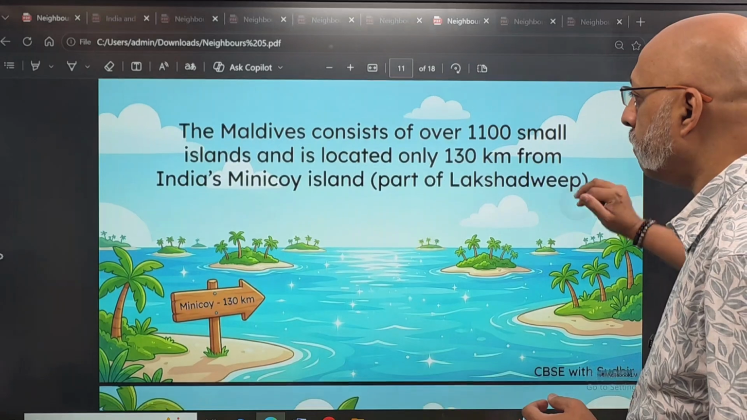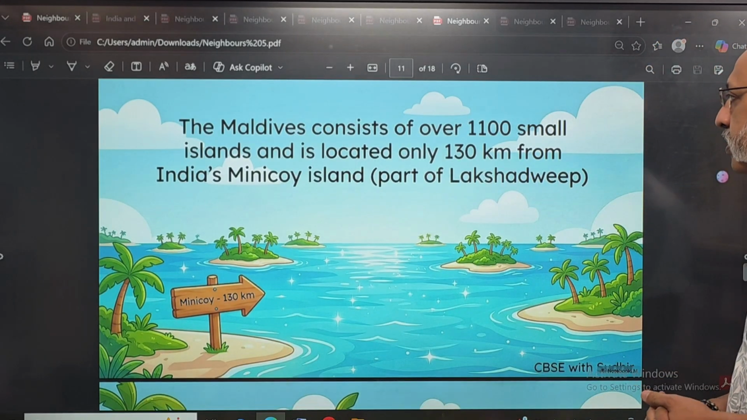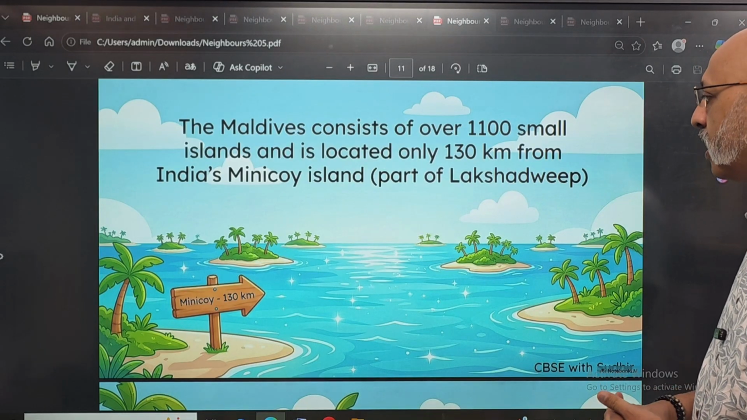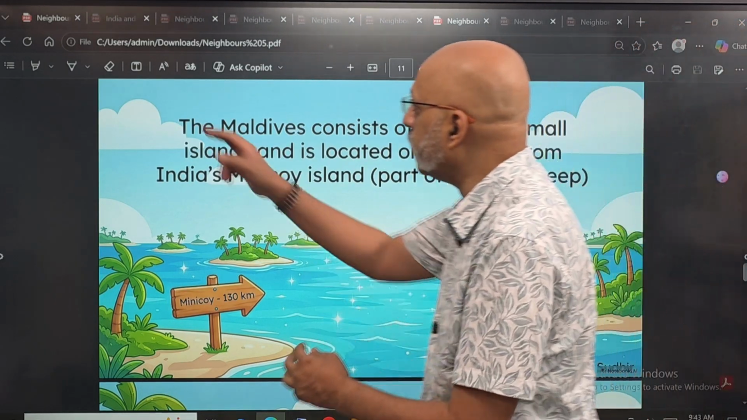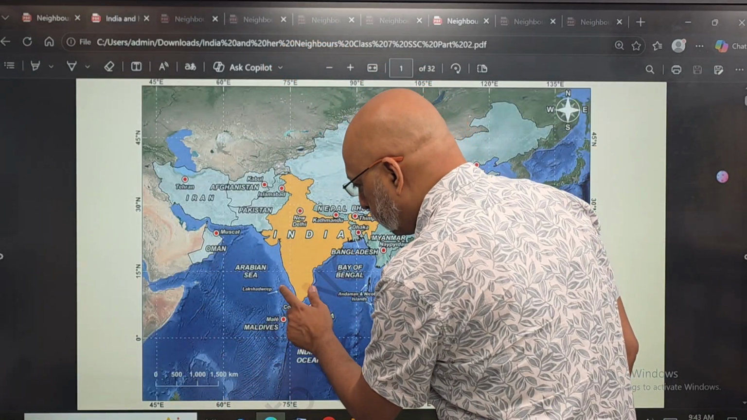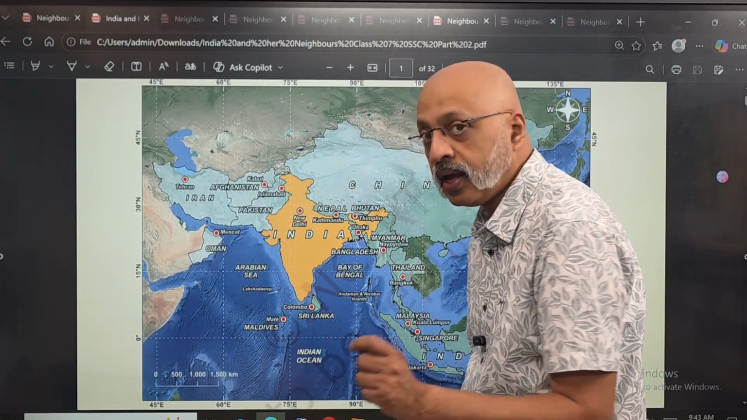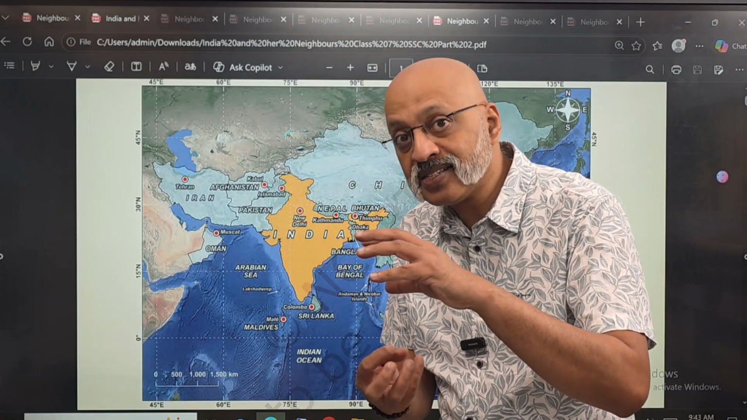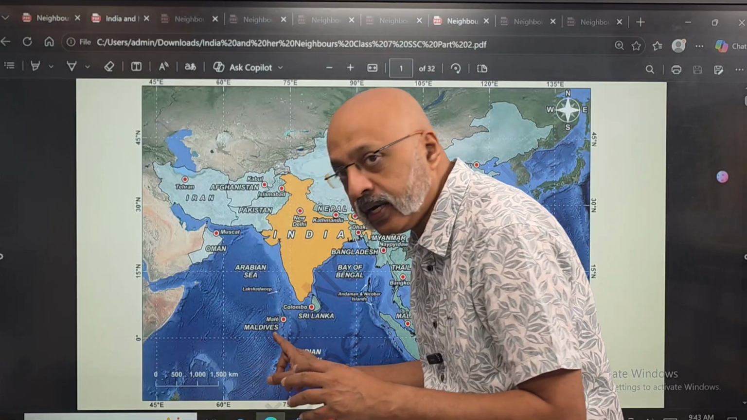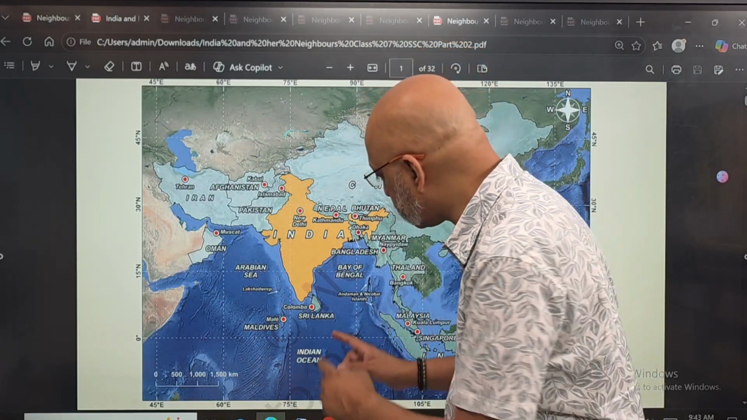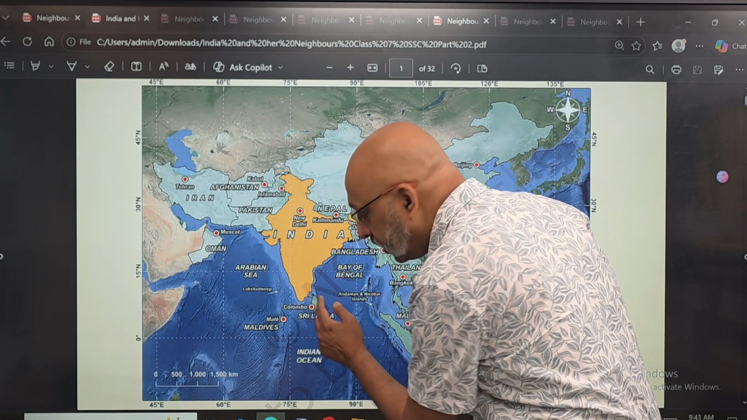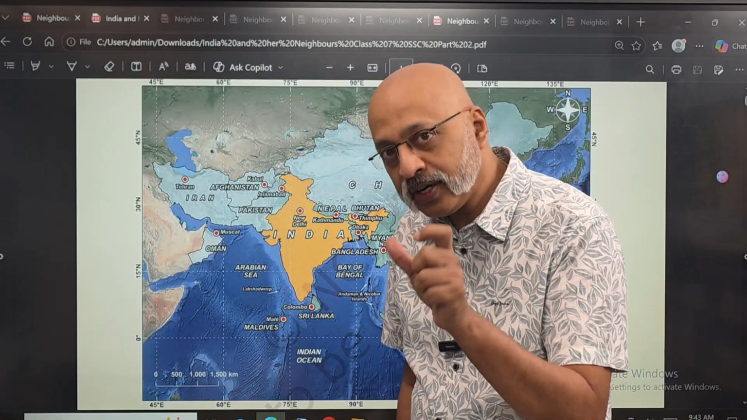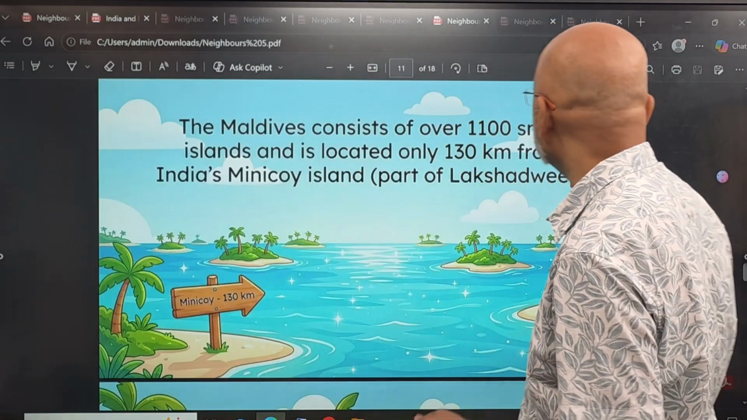Next, let's move to the Maldives. Now, the Maldives consists of over 1100 small islands and is located only 130 kilometers from India's Minicoy Island, which is part of Lakshadweep. So you have the Lakshadweep Islands out here. From Lakshadweep to Maldives, it's only 130 kilometers. That is the furthest part of Lakshadweep, which is known as Minicoy Island. From there to Maldives is only 130 kilometers. Just like the distance between India and Sri Lanka is only 32 kilometers, right? Technically, of sea. So these kind of small details, please ensure you remember.